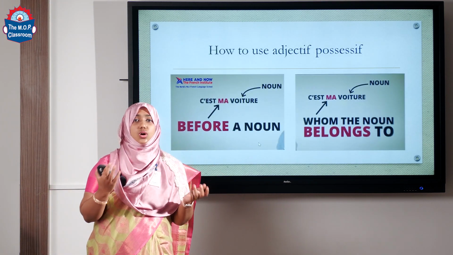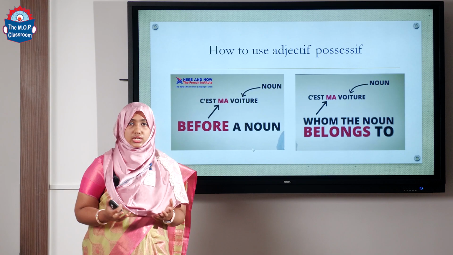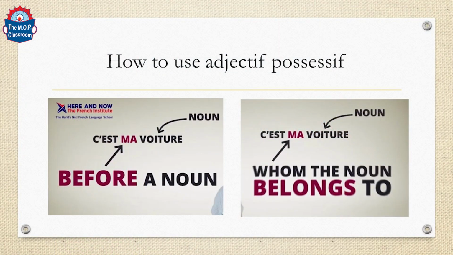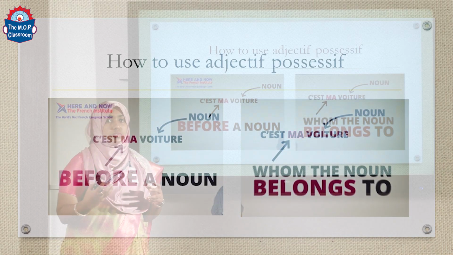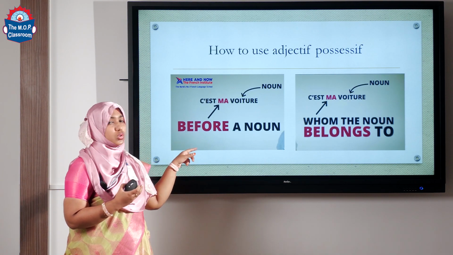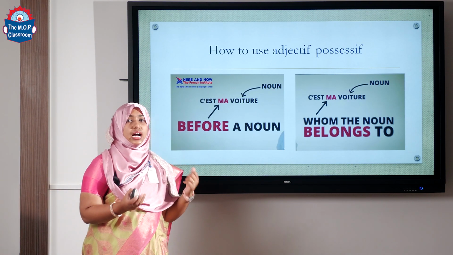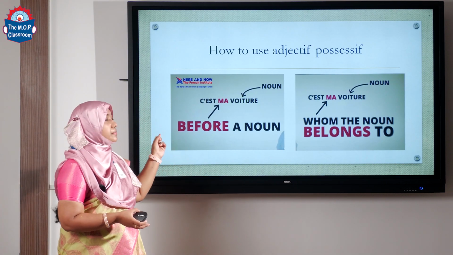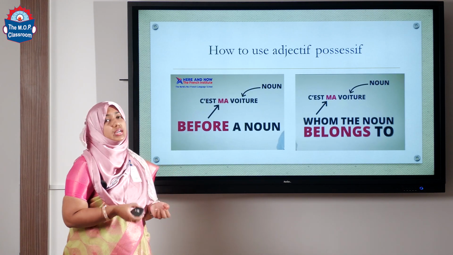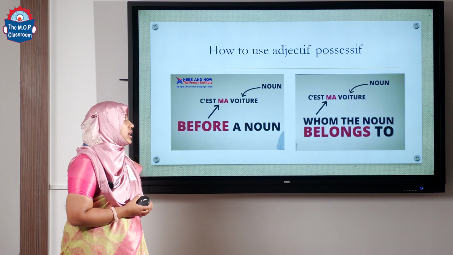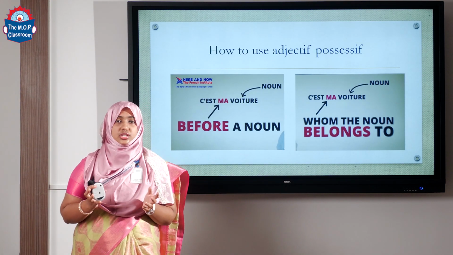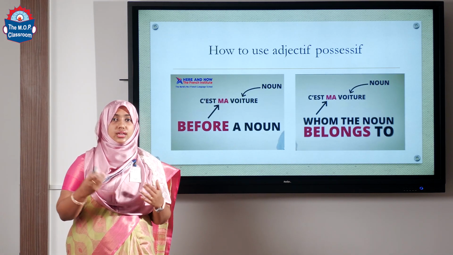So, this is the overview of what is adjective possessive. Now, how to use the adjective possessive? The adjective possessive is generally used before a noun. So, as you can see, ma voiture. Voiture is the noun over here. Voiture means car. Car is feminine singular. So, we have ma, the adjective possessive, placed before the noun. Then we have whom the noun belongs to. The gender of the subject does not matter, but still we have to consider the subject so that we can frame the appropriate adjective possessive.